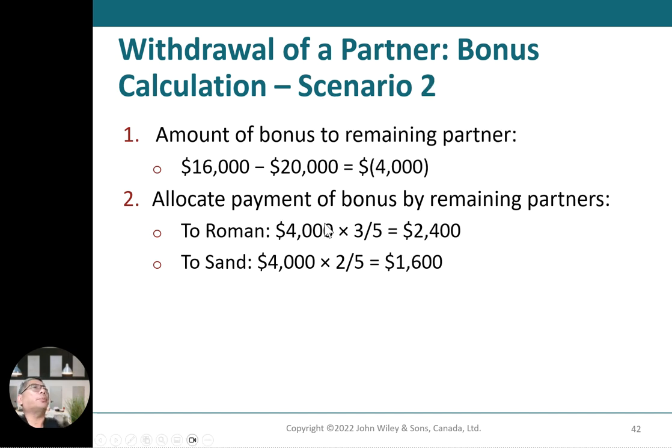For scenario 2, amount of bonus partners, 16 minus 20,000, which is 4,000. You do the same thing. 3 divided by 5 times 4,000 to Roman, which is you got 2,400, and to Sand you get 4,000 times 2 divided by 5, you got 1,600.